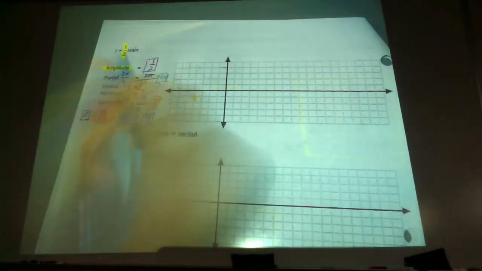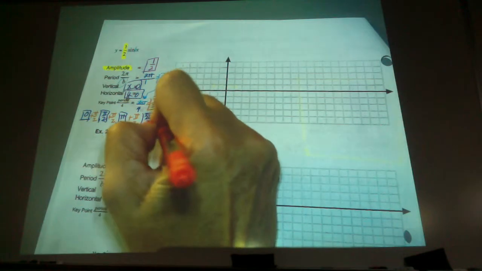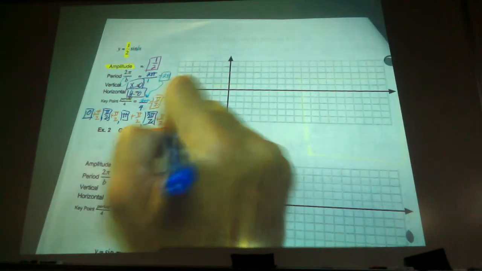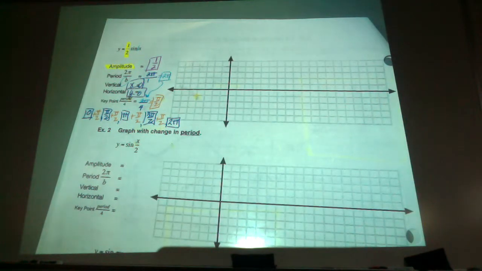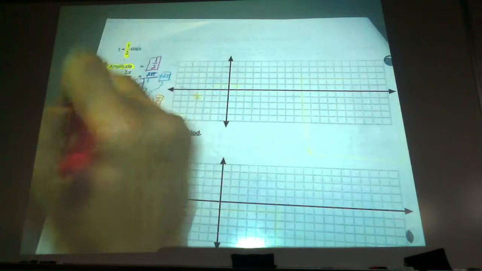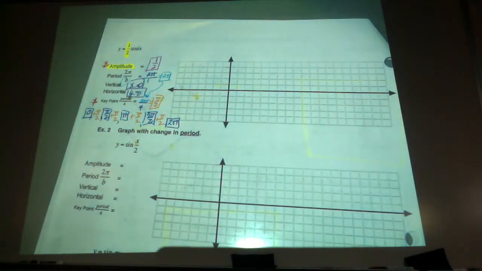How many key points do I always want? 5. So then we're ready to partition my vertical and horizontal axes based upon my amplitude and my key points. This time my amplitude is not 4, it's 1/2.